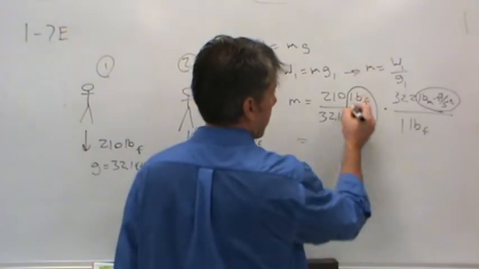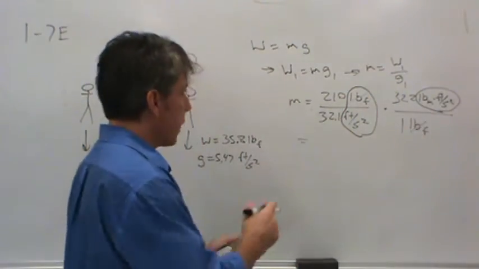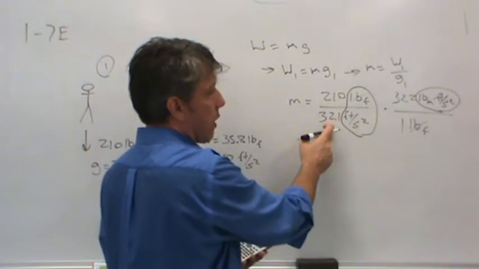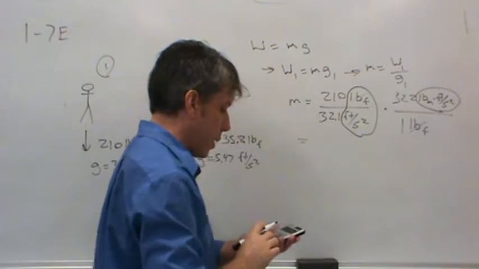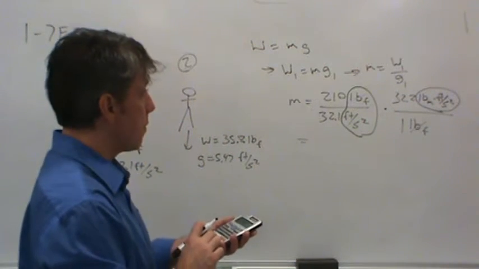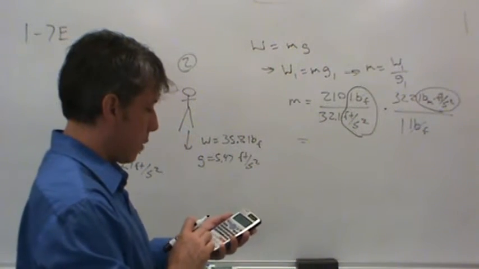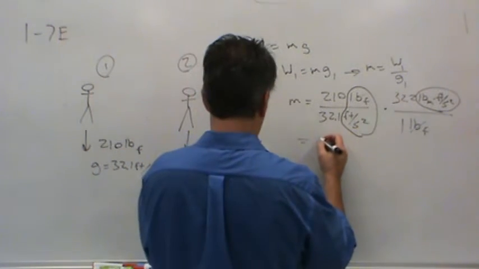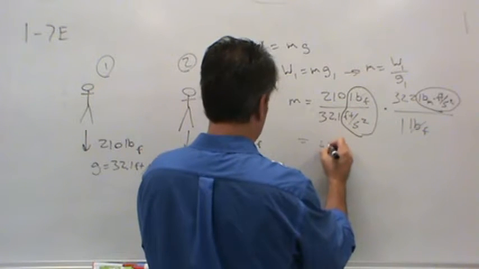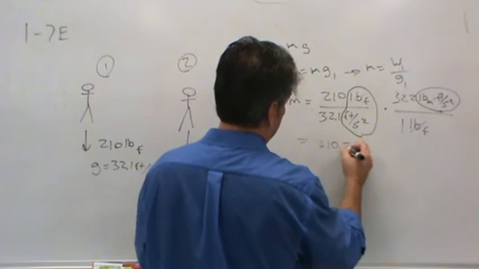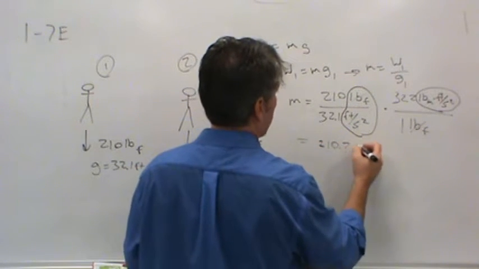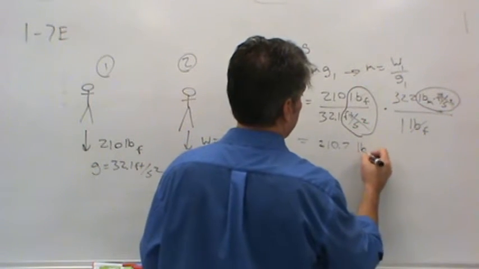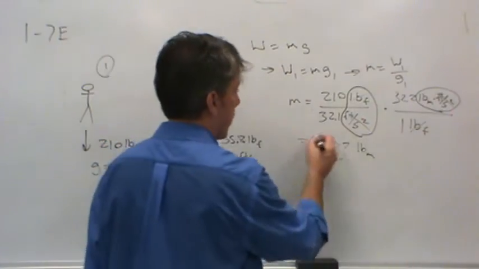So you can see that the pounds force will go away, and we're going to get pretty close to 210, which makes sense because the acceleration of gravity we're given is pretty close to a standard number. But let's calculate it just to finish things off. So times 32.2 divided by 32.1 equals 210.7 or so. The feet per second squared go away. This is pounds mass. So there's the man's mass.